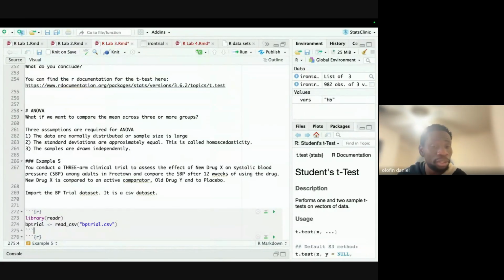The standard deviations must be approximately equal to each other. The standard deviation of group 1, group 2, group 3 must be kind of similar. Even if there is a difference, it must be approximately equal. And the samples are drawn independently. That is, those in group A will be totally different from those in group B, and totally different from those in group C. It's not the same person in group A and group B. No, you cannot. Across all treatments, they are totally different.